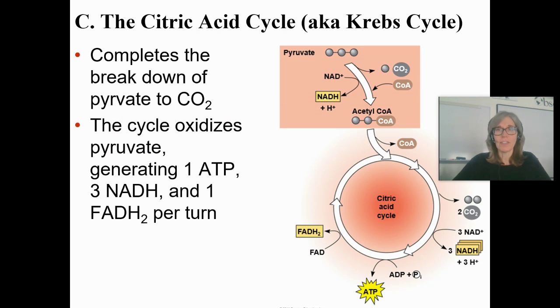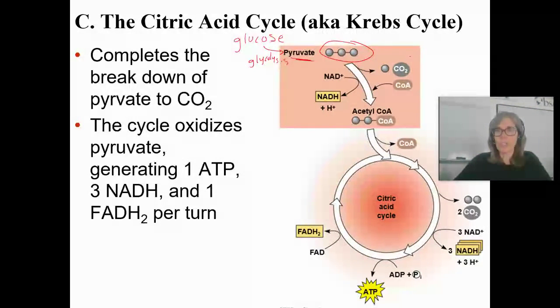Welcome to AP Biology. Today we're talking about cellular respiration and we are at the Krebs cycle step, or the citric acid step. So previously we've talked about how glucose can get cut in half in glycolysis to make pyruvate, two pyruvates, which are 3 carbons big.